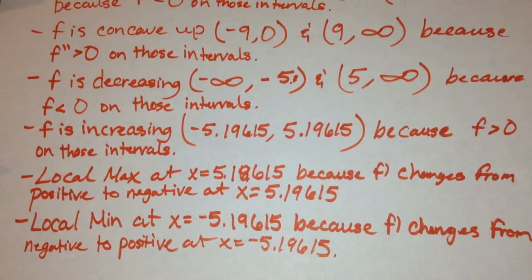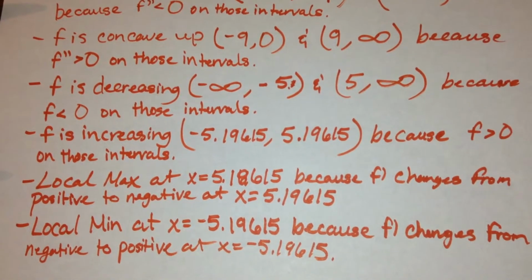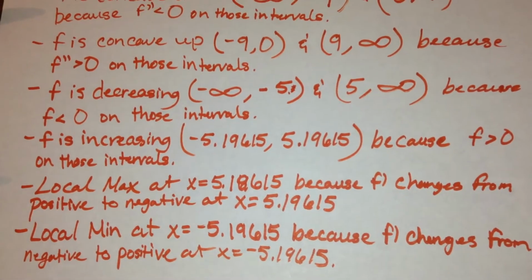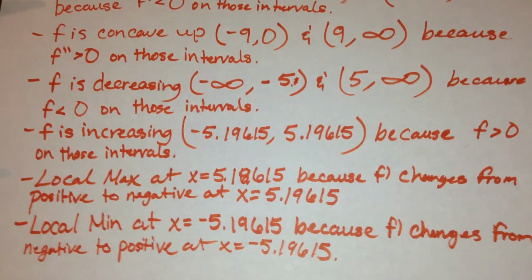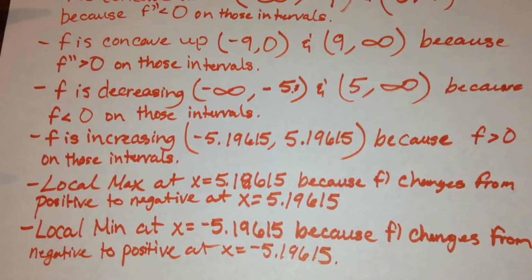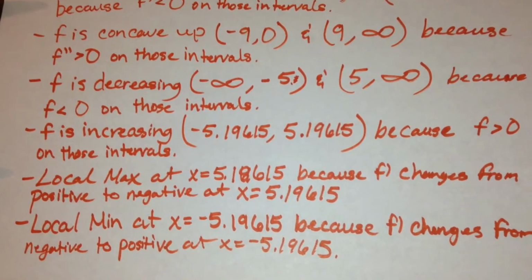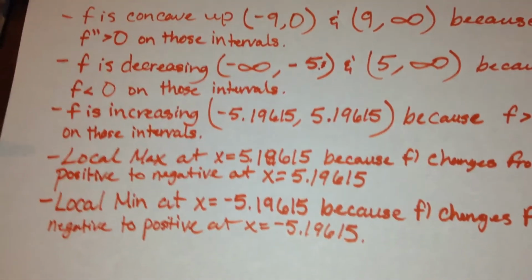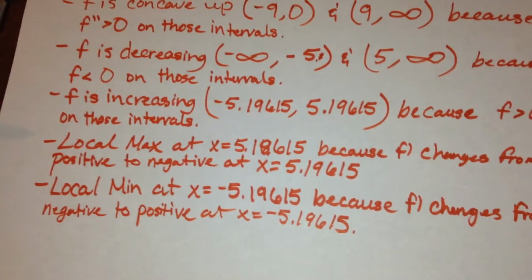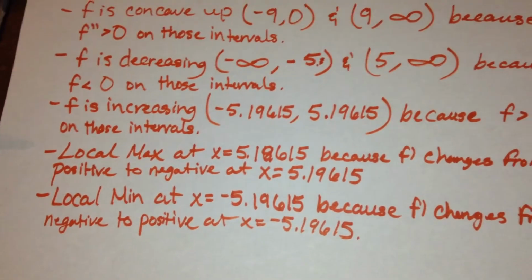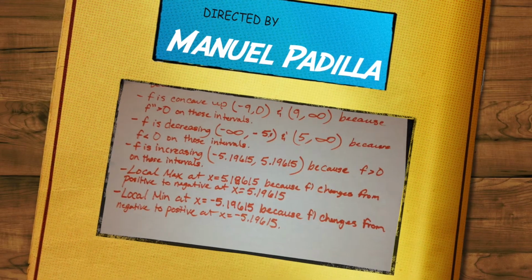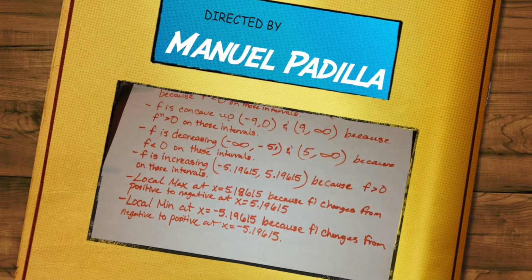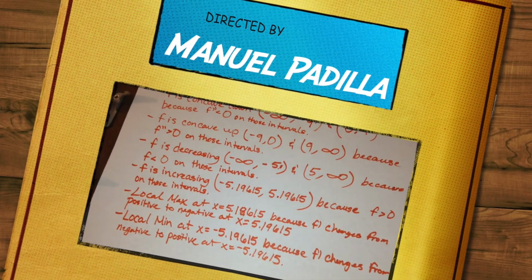Local max at x equals 5.19615 because f prime changes from positive to negative at x equals 5.19615. Local min at x equals negative 5.19615 because f prime changes from negative to positive at x equals negative 5.19615.